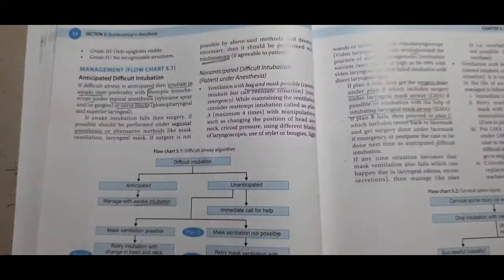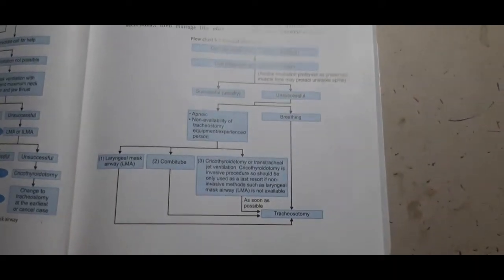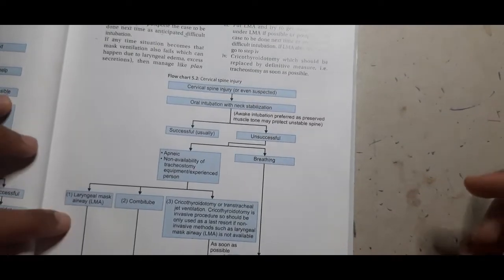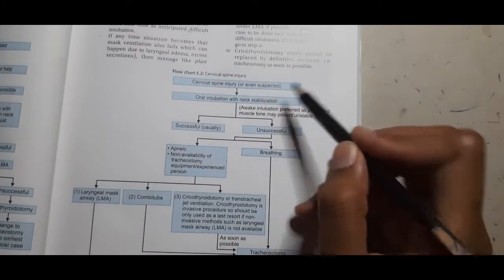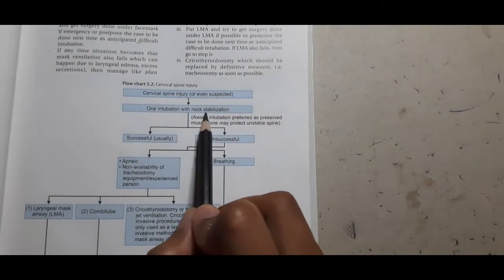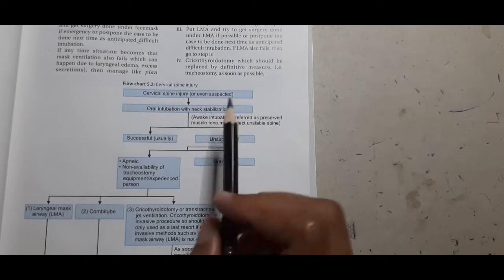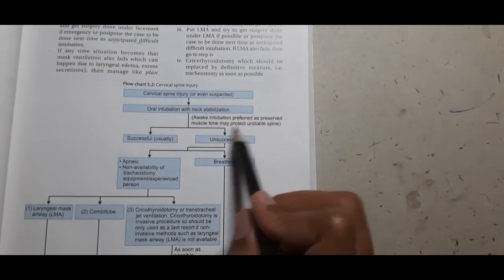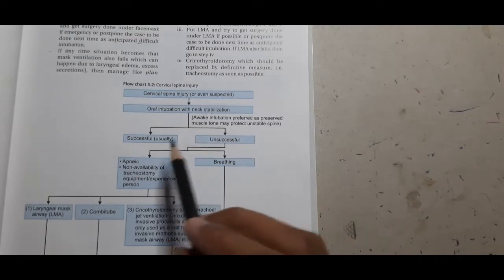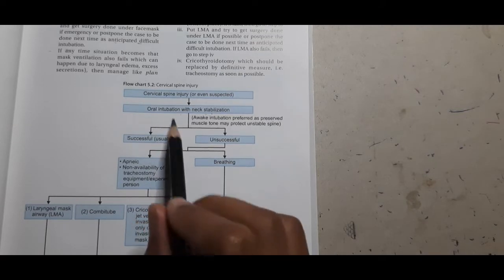So we'll just go through the flow chart of cervical injury. Airway management in cervical spine injury is done even when injury is only suspected in certain cases. Oral intubation is usually done for cervical spine injury with the neck stabilized. Awake intubation is preferred, as preserved muscle tone may protect an unstable spine. Success is usually seen in cervical spine injury.